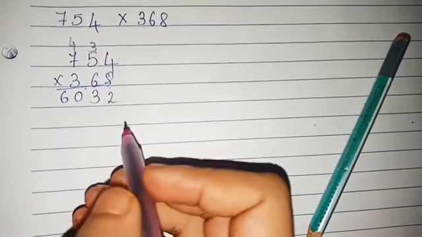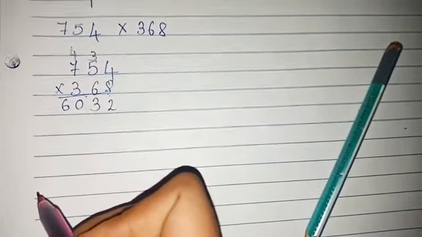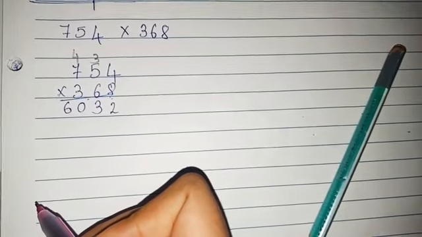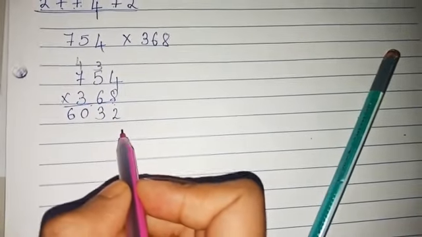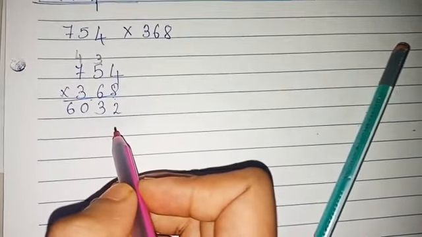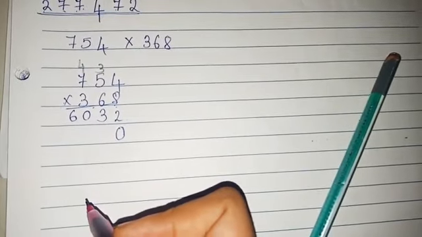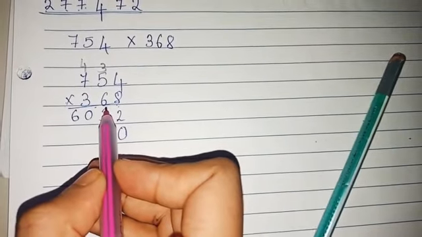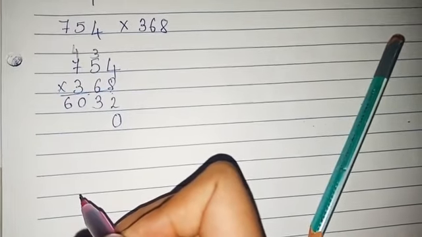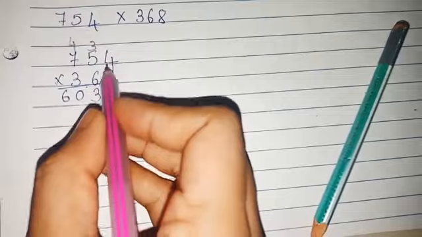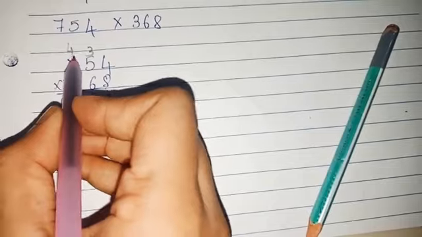Now I will multiply 754 by 6. Okay. Remember, while multiplying by tens digit, we put a 0 in the unit place. Okay. So I will write 0 here. Because this 6 is in the tens place, so I have to write 0 in the unit place. Okay. Now 6 fours are 24. I will rub this 4 and 3. Okay.